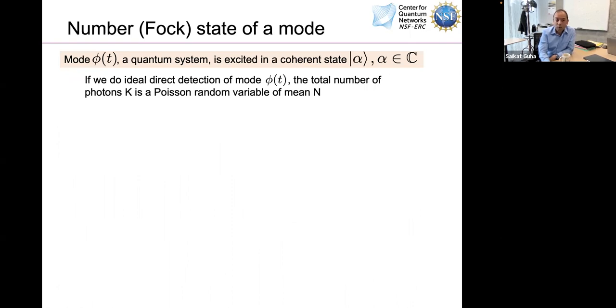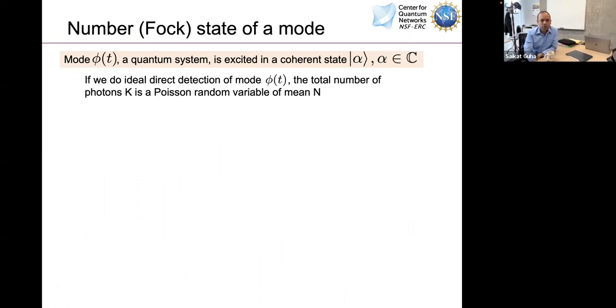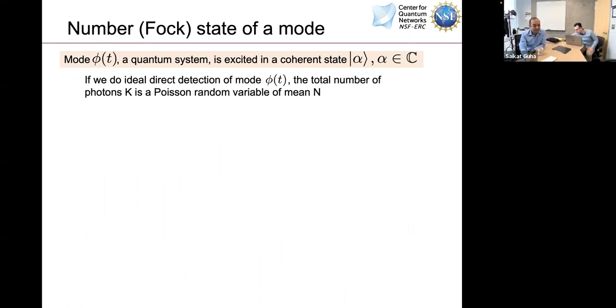Christos is going to talk about different states of light. I'm going to introduce just one state of light in an intuitive fashion. So I talked about a mode and exciting that mode in a coherent state. And if I do ideal photon detection, you get a Poisson random variable of mean n, which is the magnitude alpha squared, being the total number of clicks, the total number of photon detections that you get.